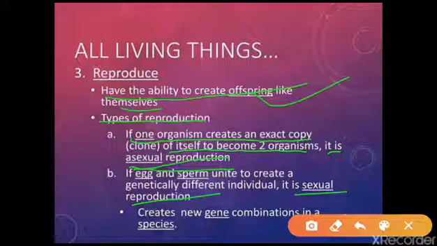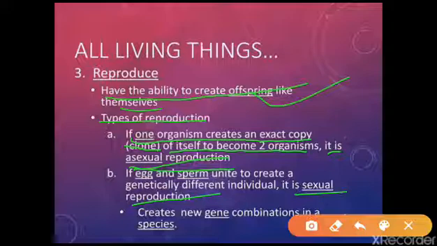That means in asexual reproduction, the organism or the plant creates its exact copy. They just make a clone, so there will be no difference between them. Here they are making the exact copy, so it is known as asexual reproduction.